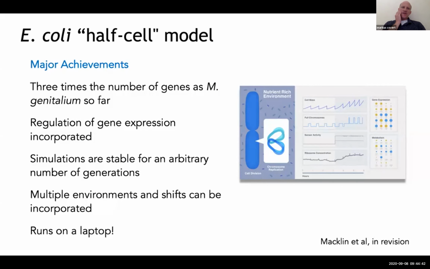So just to go into the achievements so far, right now it's not a whole cell model. It's really more like a half cell model. So this is a work in progress, but we are including regulation of expression. We have simulations running out for a long time. We have multiple environments. We can shift environments.